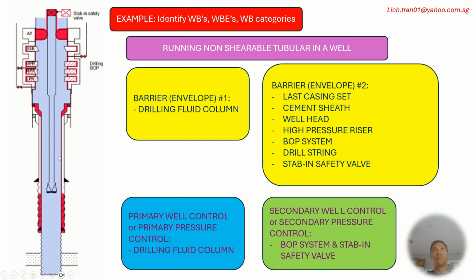Why is it not the wellhead? Why is it not the casing or the cement sheath? Because the cement sheath, the casing, the wellhead, the high pressure riser, after we install them in place, we can't do anything about them anymore. But the BOP is the device, the system that we can manipulate. We can control it to close in the well. So that's why the BOP system and the stop and safety valve in this case is the secondary barrier.